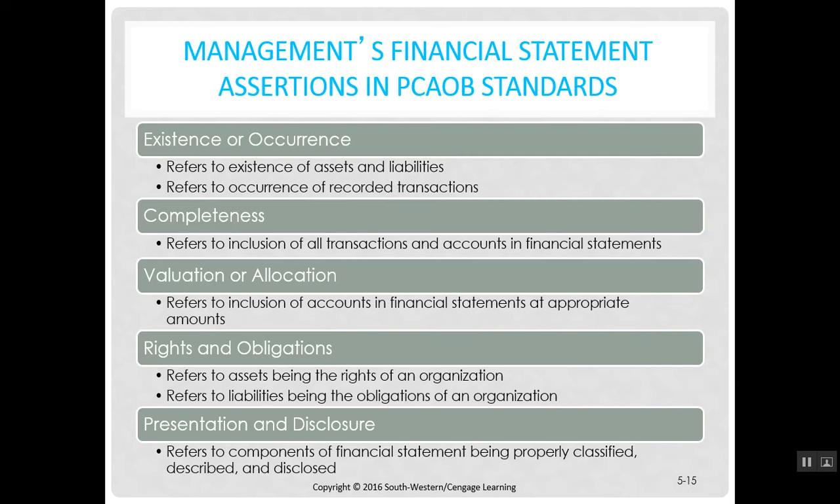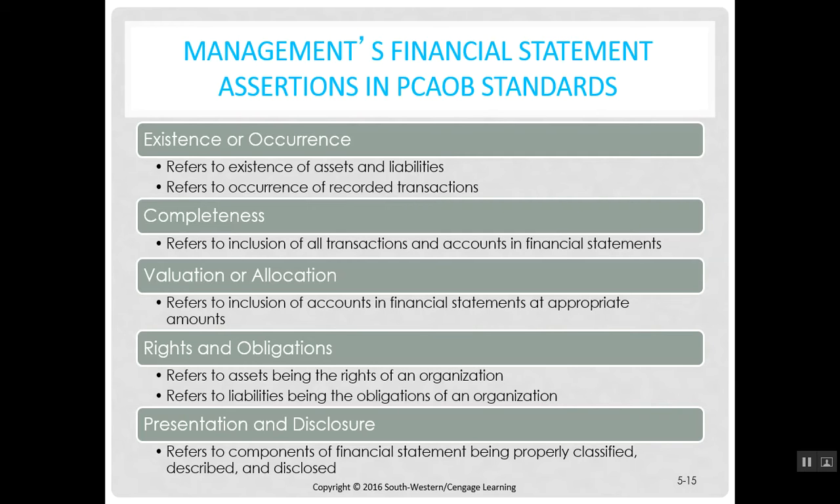First, we have existence or occurrence. Existence refers to assets and liabilities, whether or not they actually exist. The client says that they own a building in Florida. Do they actually own that building? Does it actually exist? Occurrence is for an income statement account. The client says the sale occurred and recorded revenue. Did the sale actually occur?